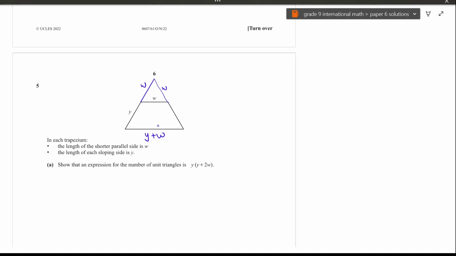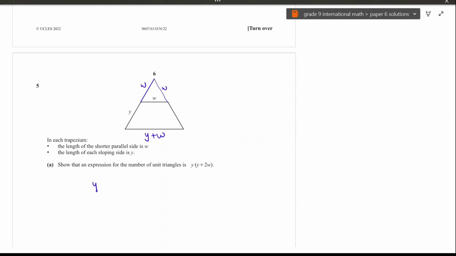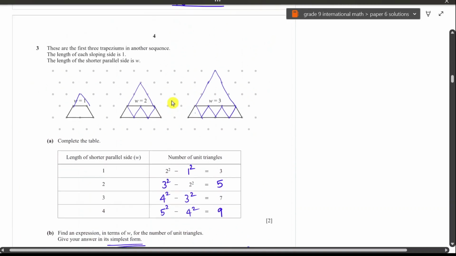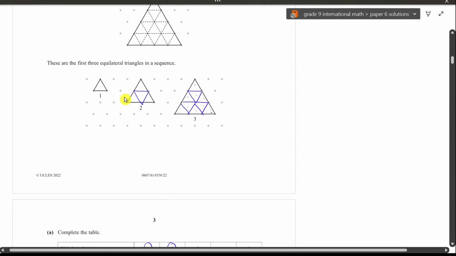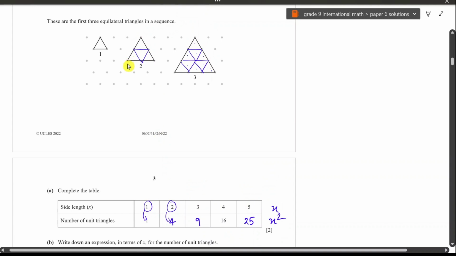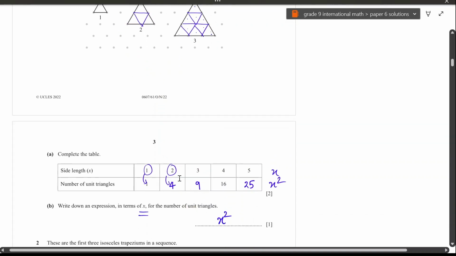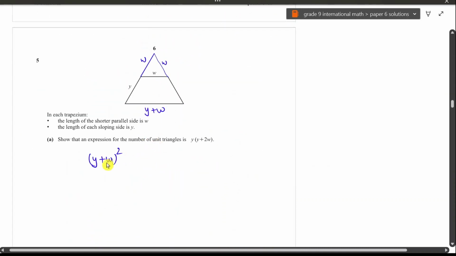So we already know the total number of triangles in the whole bigger triangle. The bigger triangle is of length Y plus W. So Y plus W will have how many triangles? Y plus W square, because that's the result we got in the very first part of the question. If I have a unit triangle of length 2, then 2 square. If the length of the entire triangle is 2, then the number of unit triangles is 2 square. So here the length of the side is Y plus W, so in the entire triangle I have Y plus W square.